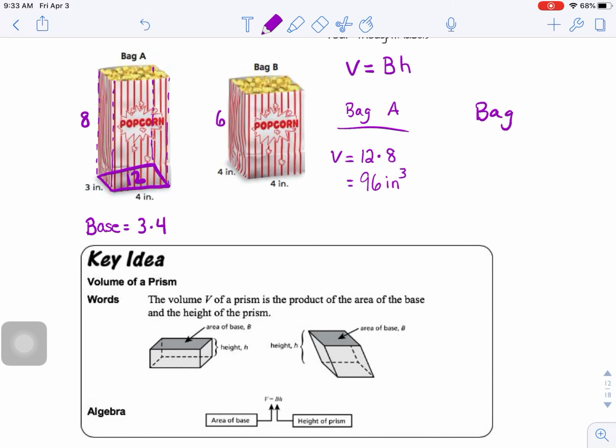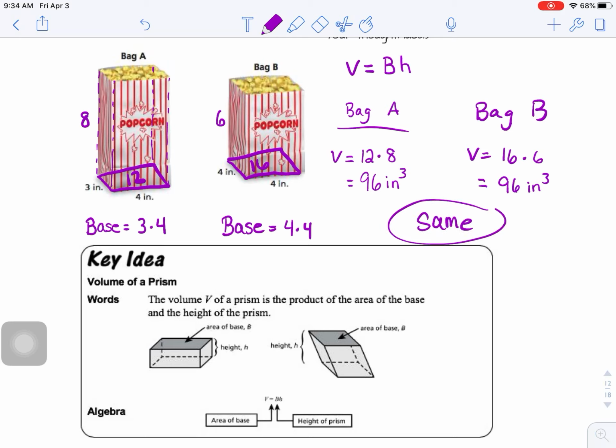For bag B, if I look at the base here, my base is 4 times 4. So that gives me a base of 16. So here my base is 16 and my height is 6. If I multiply those together, that would also give me 96. So here it doesn't matter which bag you buy. They're actually the same amount of popcorn. Even though bag B is shorter, it's a little bit wider, so they actually have the same amount of popcorn in both bags.